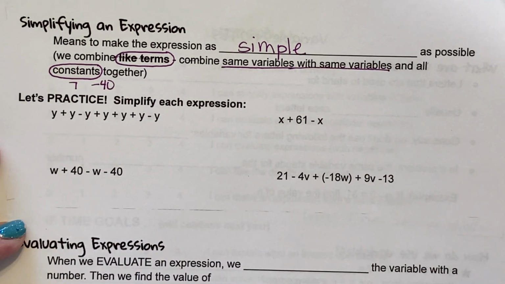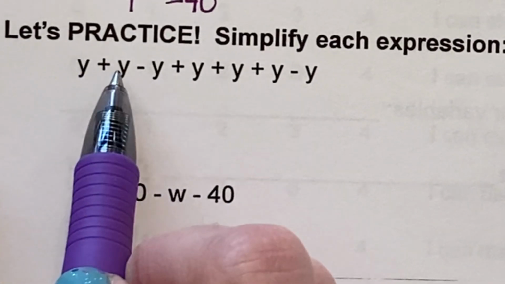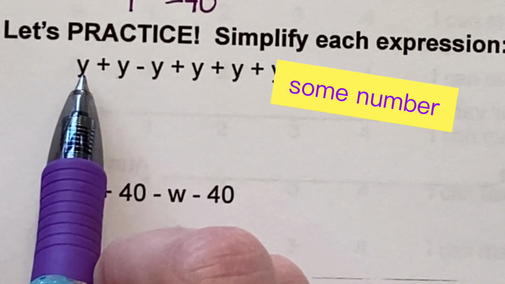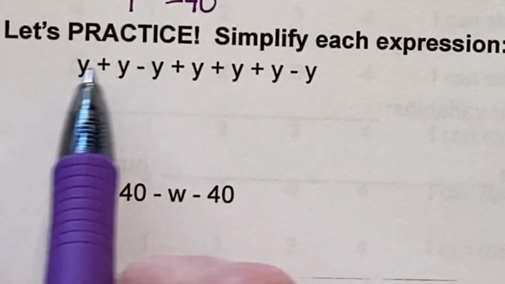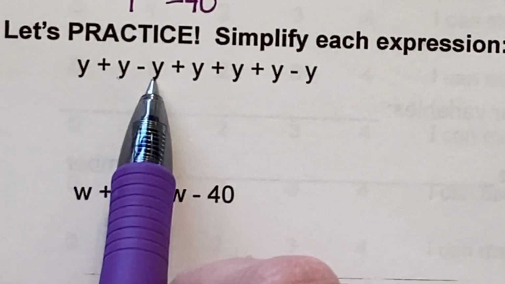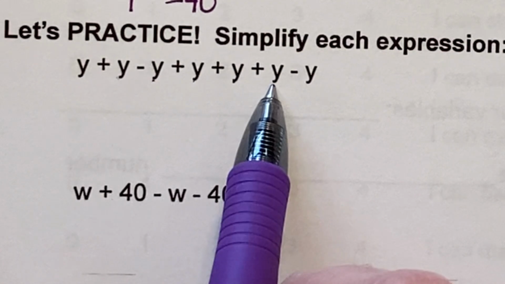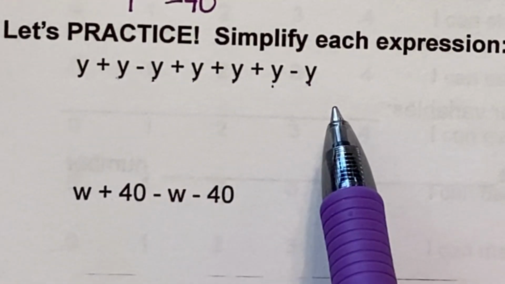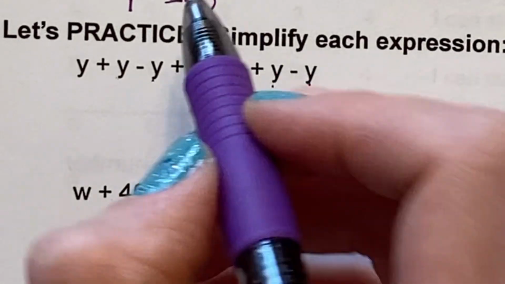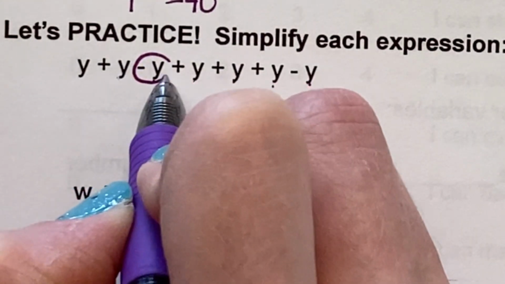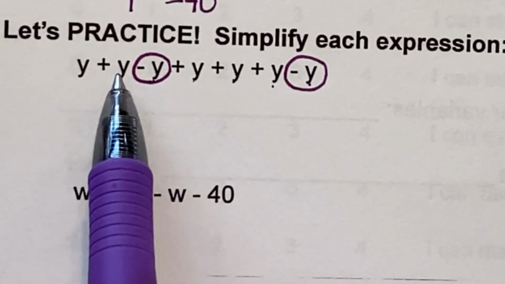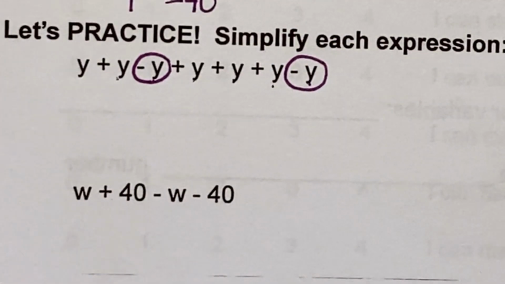Let's see what we can do with some of these ones. I have y plus y. So remember, y is just standing for some number. It could be 7 or -3 or 4.2, I don't know. But it's a number plus a number minus the number plus the number plus the number plus the number minus the number. Well, that's confusing. I would like to just say, how many of these numbers do I have? Well, what I'm going to do here is circle the negatives because I don't want to just forget about them. But what happens when I take a negative and a positive? They cancel out, right? Like +7 and -7 wash out to be 0.